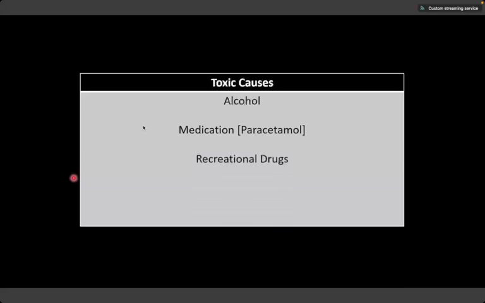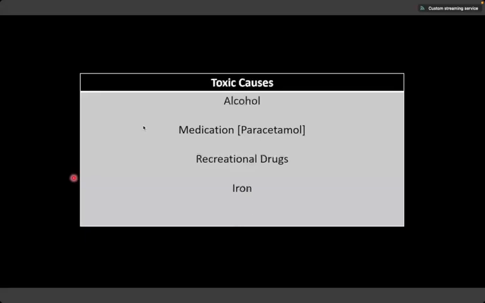Okay, recreational drugs. What can we say about this? So, ecstasy has a big name. It's methylenedioxymethamphetamine, MDMA, and is used as a recreational drug for its euphoric effects. It can cause acute hepatitis and is responsible for a significant proportion of cases of acute liver failure in young patients. There is often marked aminotransferase elevation along with marked hyperbilirubinemia. Management is supportive. Transplant sometimes necessary.